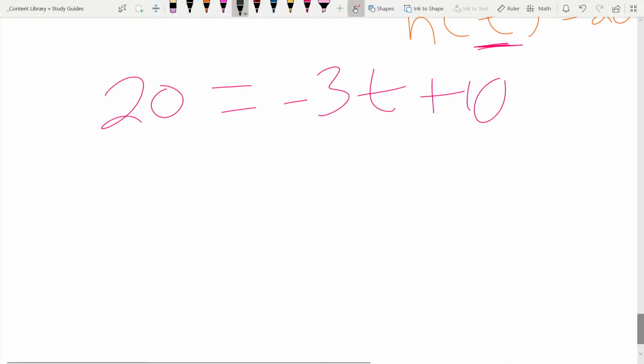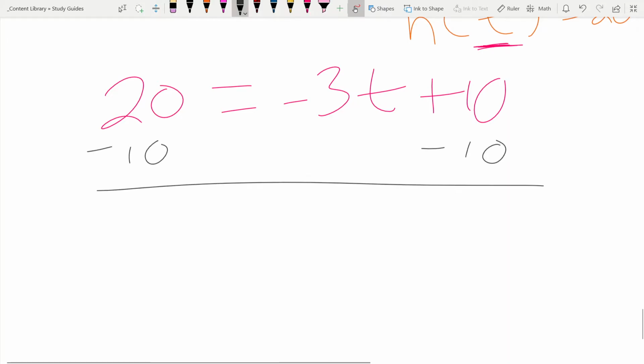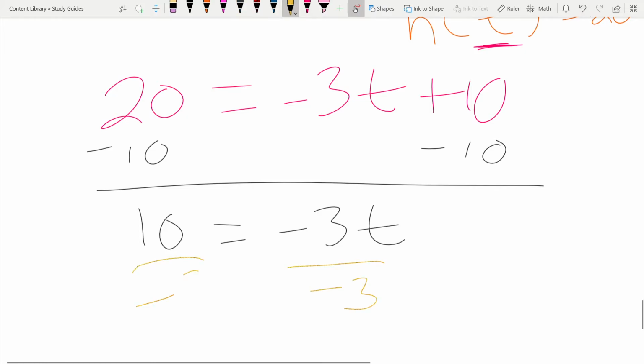So we're going to get rid of our standalone by subtracting first. So I do not have negative 10. I have a positive 10. So positive 10 equals negative 3t. To get rid of the negative 3, that's a multiplier, we divide. Well, negative 3 is not going to go into 10, so that's great. So we just say t is equal to negative 10 over 3.